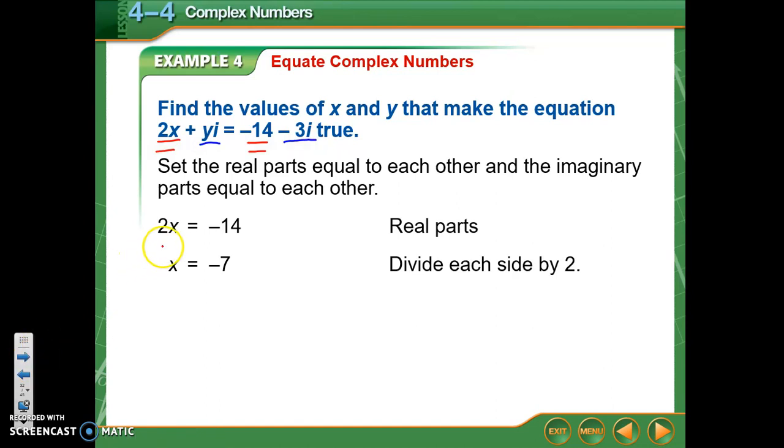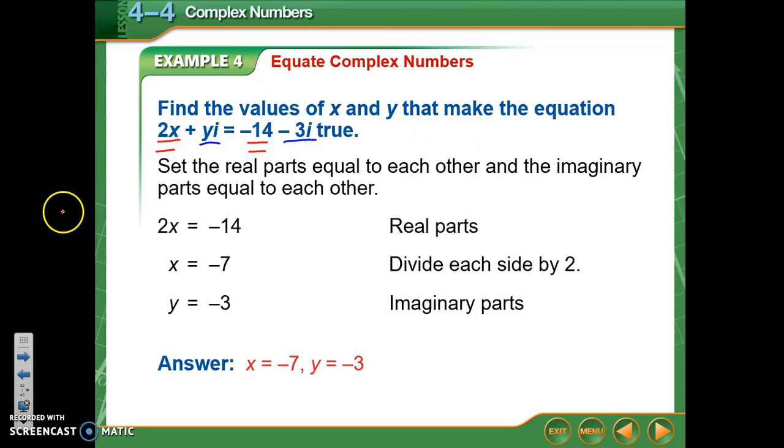So x has to be negative 7 if 2x has to equal negative 14. And y has to be negative 3 because I already know that the i's are equal. So in order for yi to equal negative 3i, y has to be negative 3. So that when I plugged my negative 7 in here, I would end up with negative 14 plus negative 3i, which is equal to negative 14 minus 3i.